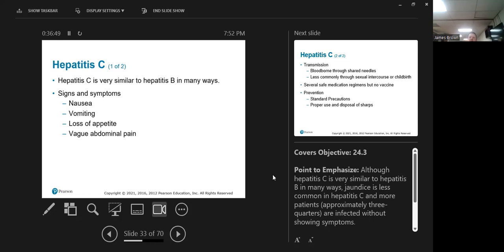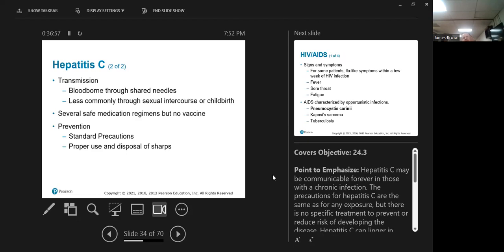Hepatitis C is very similar to hepatitis B in many ways. Signs and symptoms: nausea, vomiting, loss of appetite, vague abdominal pain. Transmission is through blood and shared needles, and it's less commonly transmitted through sexual intercourse or childbirth. There are several safe medication regimens, but no vaccine. So once you get this, you have it for life, and you can't quite prevent yourself from getting it like you can the other two. So, standard precautions and proper disposal of sharps.